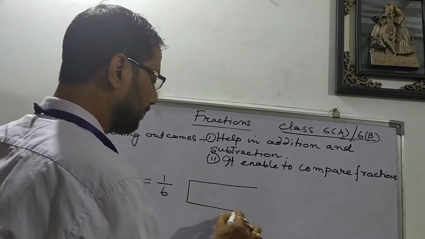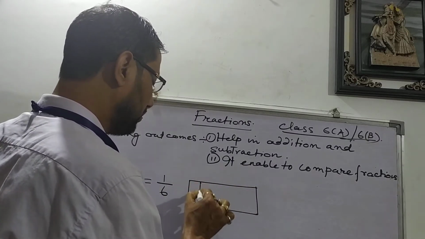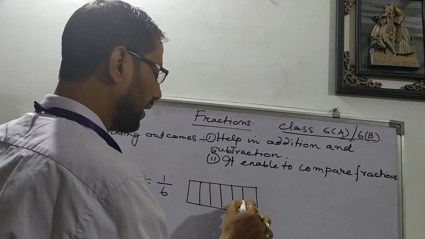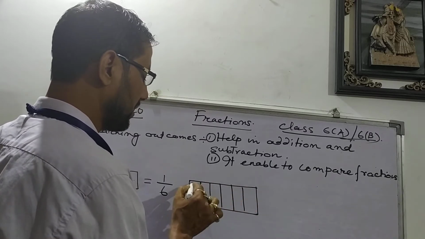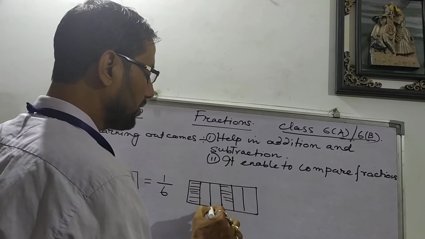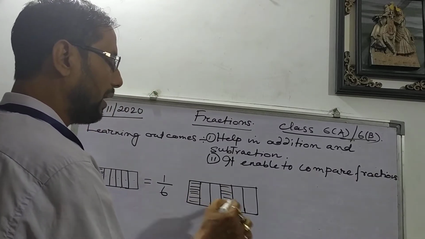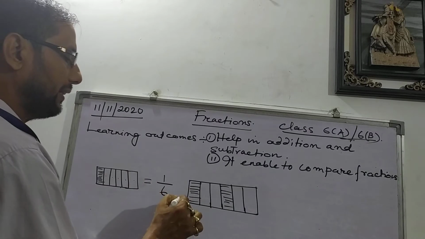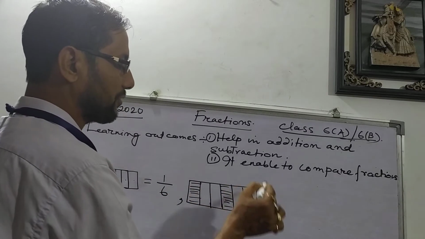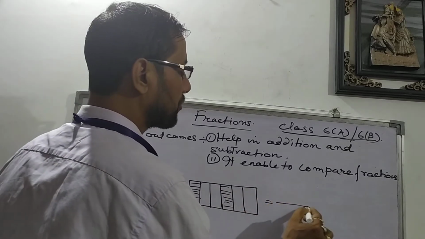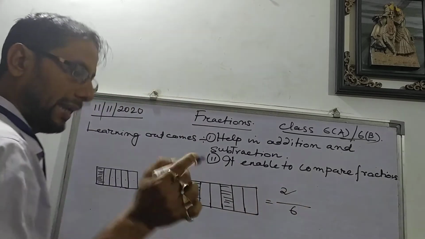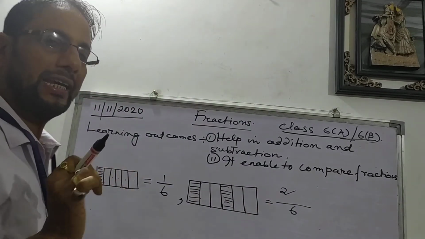Next, let me draw another diagram. Here also there are 1, 2, 3, 4, 5, 6 parts. I shade this part and this part. When I shade these two parts, how many parts are there in this fraction? 1, 2, 3, 4, 5, 6, so 6 parts are there. How many parts are shaded? 2 parts are shaded.